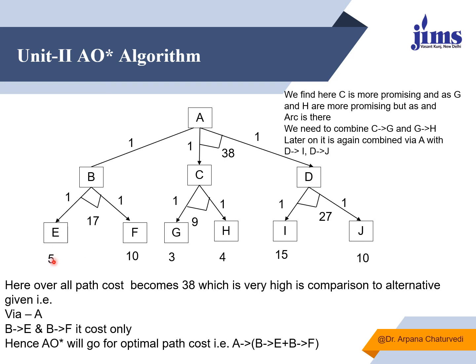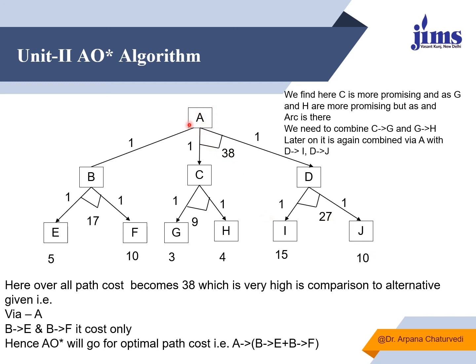Now here the value of E is 5, F is 10, 5 plus 10 is 15, plus 1 plus 1, 17. The value of B is 17. In this case, adding 3, the value of G, plus 4, the value of H, plus 1, plus 1, it becomes 9. So the value of C is 9. Now in the case of D, adding the value of I, that is 15, plus the value of J, that is 10, plus 1 becomes 27. Now we move further.